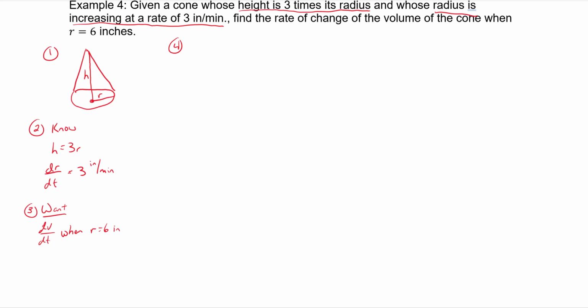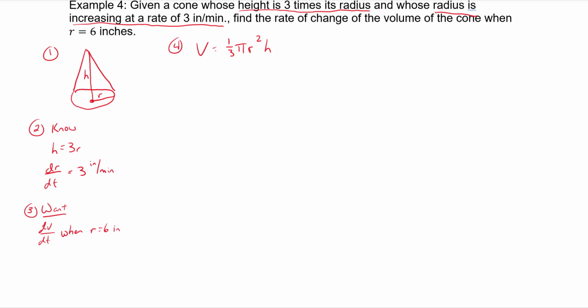In this case, we're dealing with the volume of a cone. So volume is equal to 1/3 pi r squared h. Now, if we were to just jump straight to step 5, start implicitly differentiating this, what's going to happen?